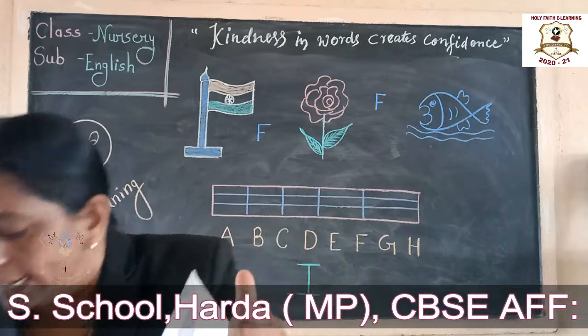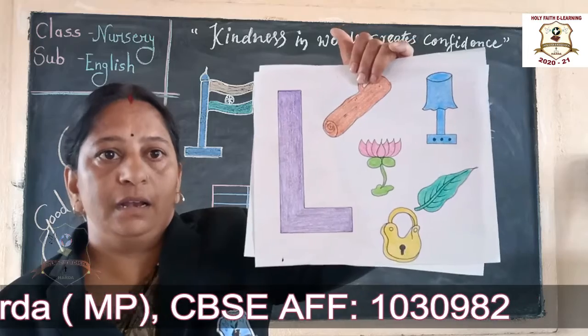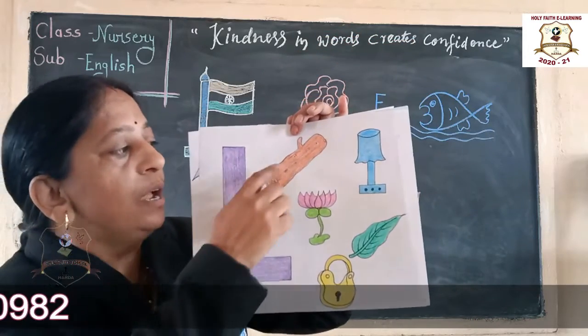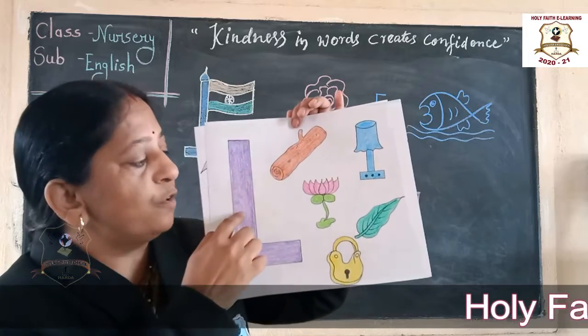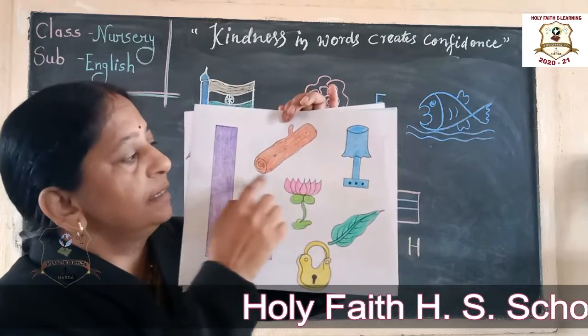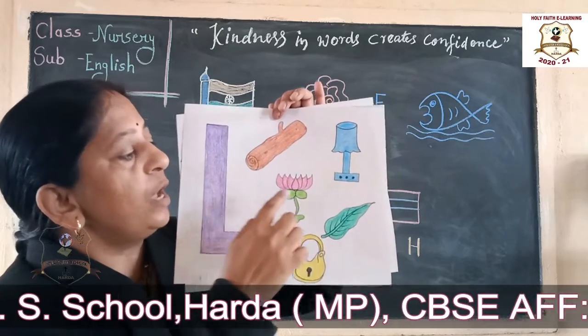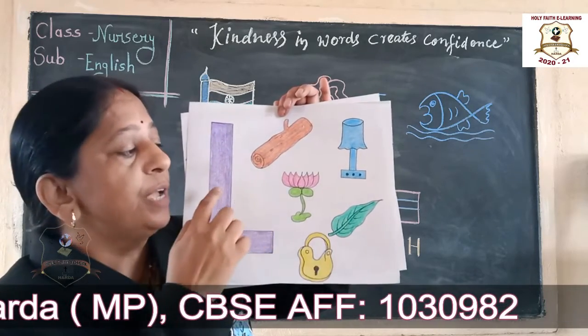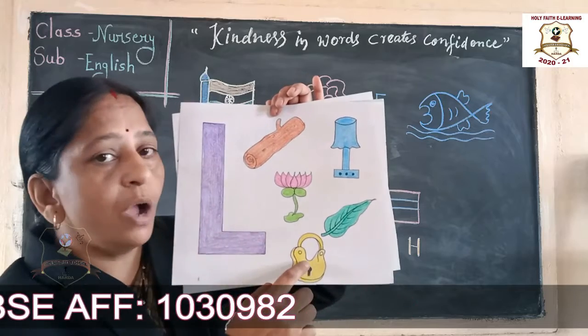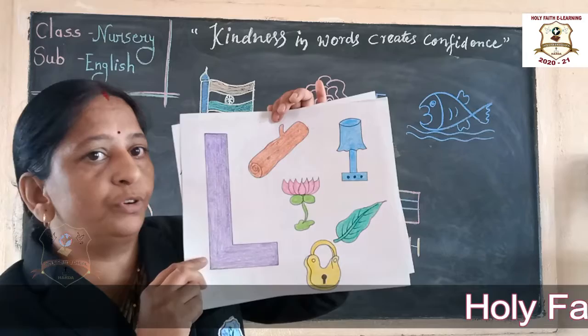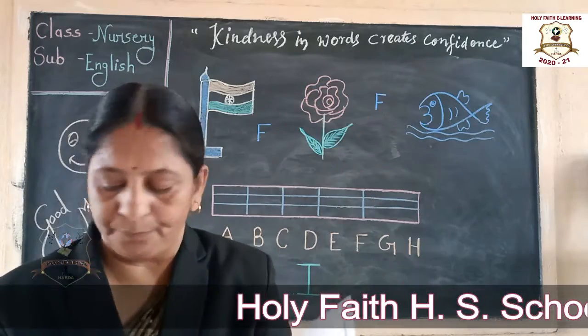Next is L. Okay, which letter is this? L. L for log. L for lotus. L for lamb. L for leaf. L for lock. And what is the sound of L? L. Sound of L is L.